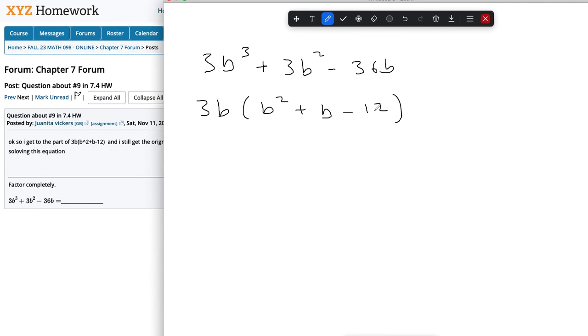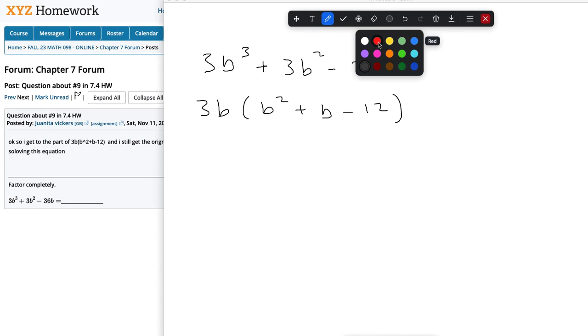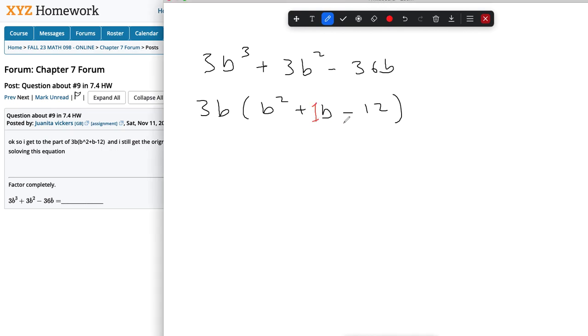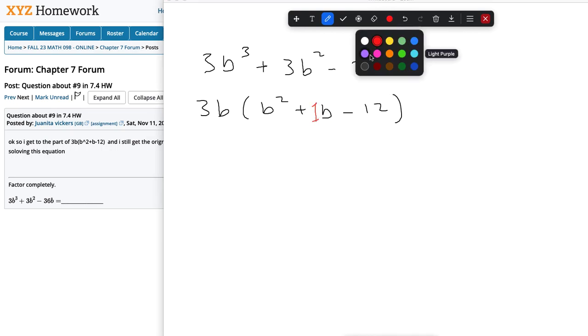So what we're doing is we're trying to figure out two numbers that multiply to be negative 12, and that negative is important. And then this might be throwing you right here, that b right there, that is really a 1b. So we're looking for two numbers that multiply to be negative 12 and add to be positive 1.